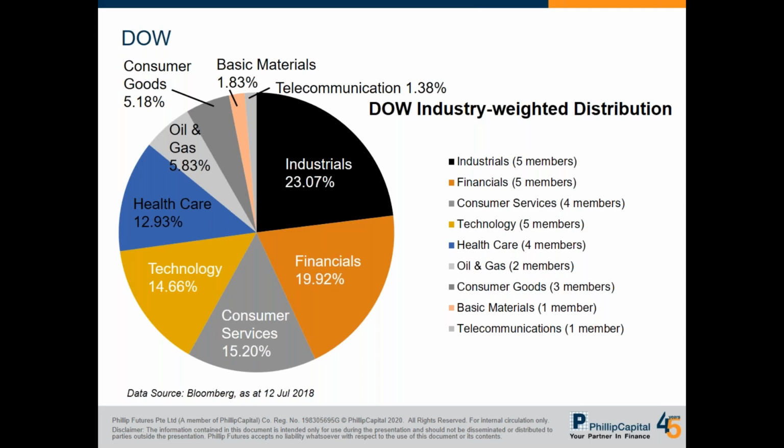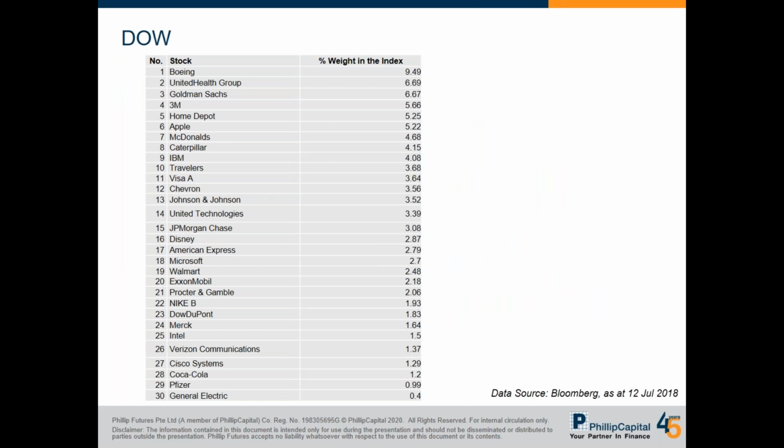Right now, when you look at what is happening in the COVID-19 situation, you can see that the Dow is more impacted than others. Why? Because it's very focused on industrials, consumer services, and financials, and these are the sectors impacted by COVID-19 itself. That's why the movement in the Dow recently has been more drastic. This is the top 30 component stocks. You can see that Boeing makes up quite a huge component of it, and with COVID-19, Boeing is impacted.